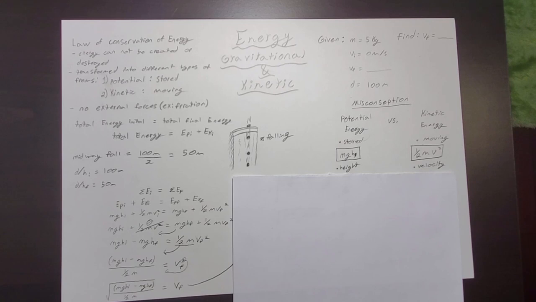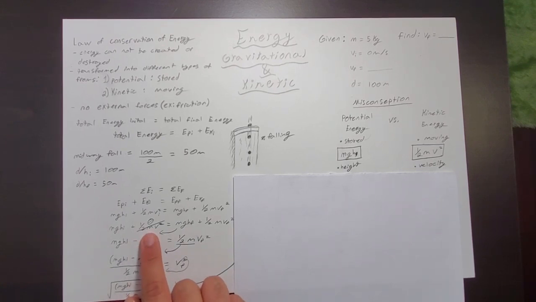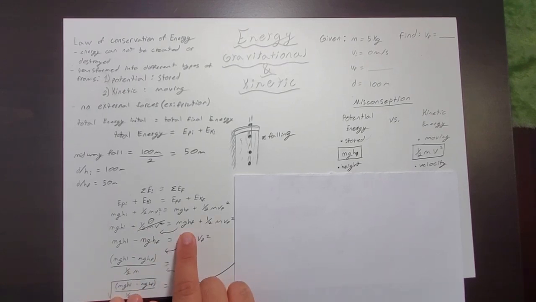Now when we start this equation, we know that the initial velocity is 0, so we can just cross this out and say it's nothing. Now we can start rearranging the formula to bring the potential final energy over to the left side.